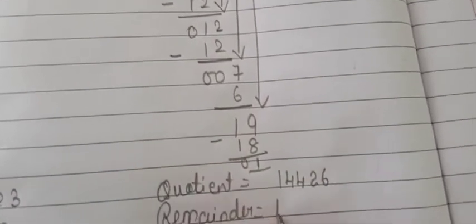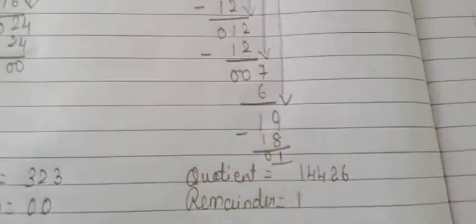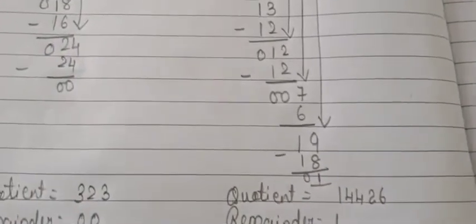Now our quotient equal to what there? 14,426. So we will write here quotient equal to 14,426 and remainder equal to 1. Now number 5. 475 divided by 14.